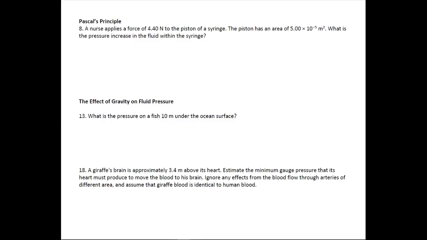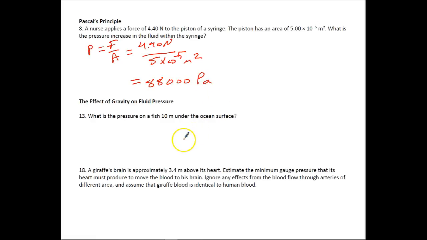Next one is a little bit about Pascal's principle. A nurse applies a force of about 4.4 newtons to the piston of a syringe in order to inject fluid. The piston has an area of 5 times 10 to the negative 5th square meters. What is the pressure increase in the fluid within the syringe? So we know pressure is equal to force per unit area. So this is 4.40 newtons divided by 5 times 10 to the negative 5th meters squared. So here we end up with 88,000 pascals. That's all there is to that one.